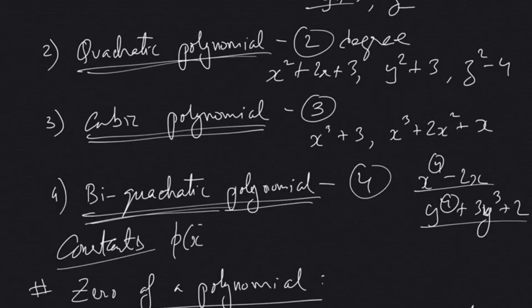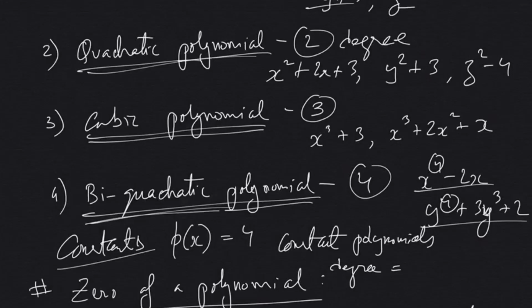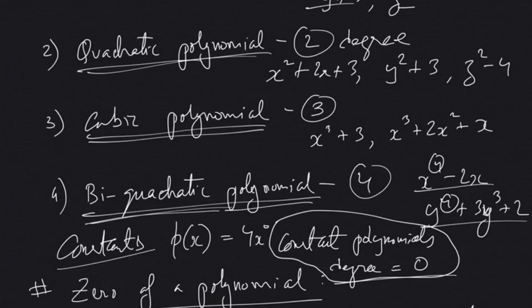For example, if I have to write a polynomial in the variable x, p of x, as like 4. So this kind of polynomials are called constant polynomials, and here the degree of the polynomial, if we are doing it in a variable x, is going to be 4x power 0, so the degree will be 0. So whenever the degree of a given polynomial is 0, that polynomial will be considered as a constant polynomial, or a zero polynomial also.